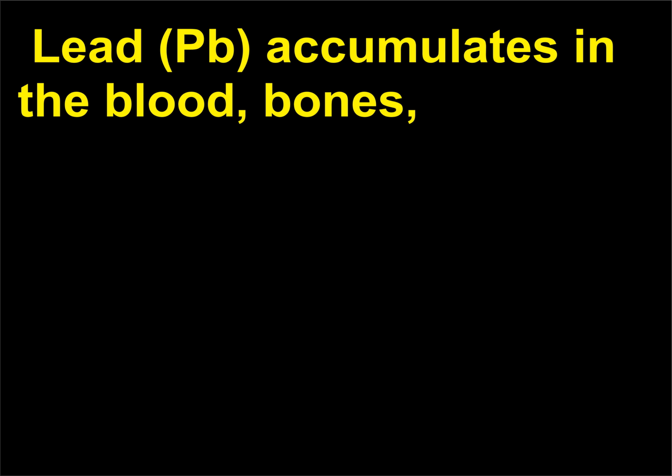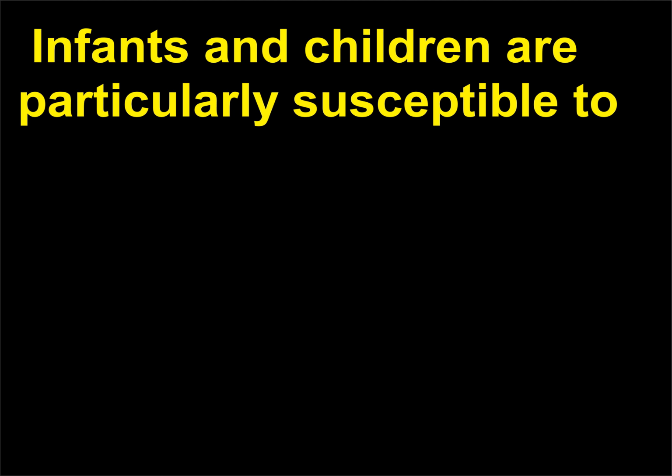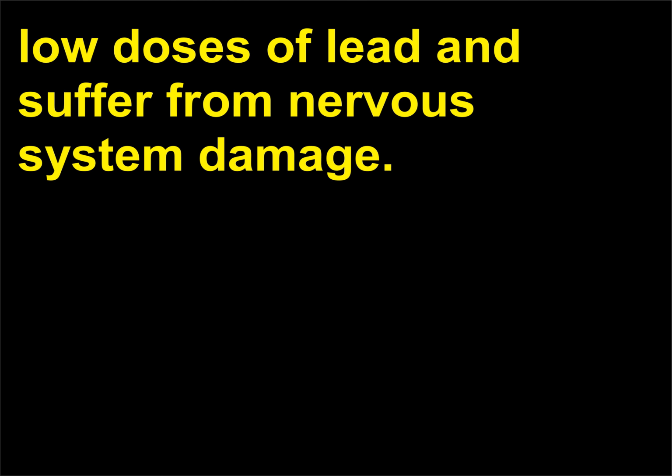Lead, Pb, accumulates in the blood, bones, and soft tissues of the body as well as the kidneys, nervous system, and blood-forming organs. Excessive exposure to lead can cause seizures, mental retardation, and behavior disorders. Infants and children are particularly susceptible to low doses of lead and suffer from nervous system damage.